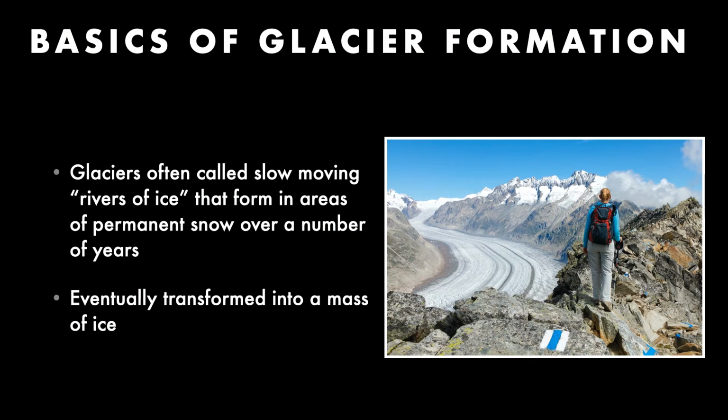Glaciers are oftentimes called slow-moving rivers of ice, so to speak, and they form in areas of permanent snow, and they form by snow that is added year after year for a number of different years. And eventually they transform into a mass of ice.